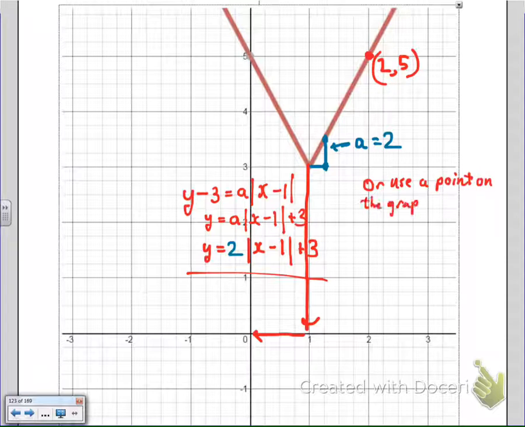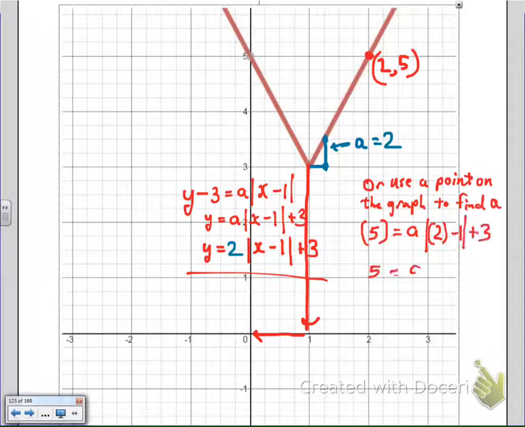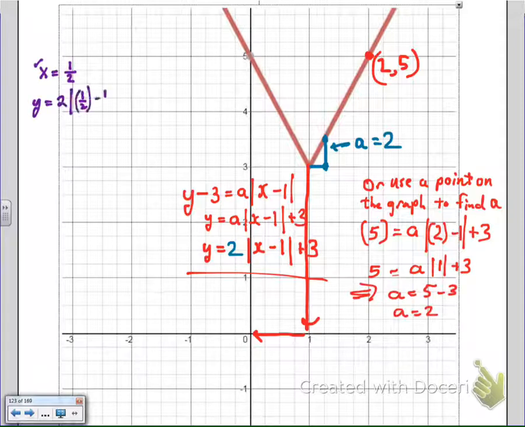Alternative to that, slope-ish kind of method for finding a, you could just find any point on the graph and fill it into the equation. So what you can see here, for example, is I know the x, I know the y, I know the h, I know the k. All I have to do is solve for a, and once I do, I find that a equals 2. So I could have used that method for finding a.